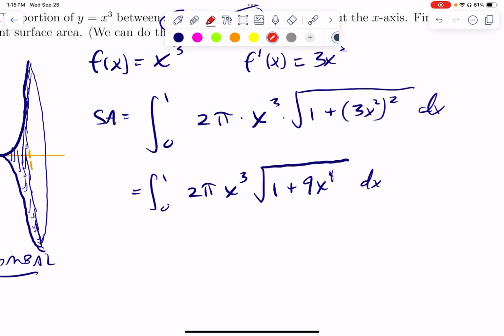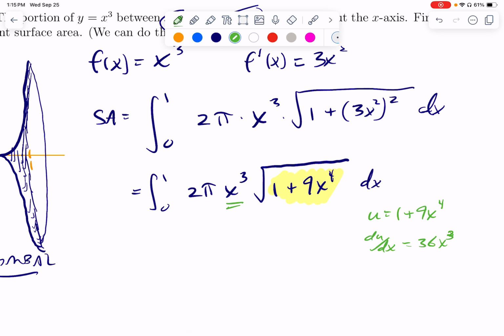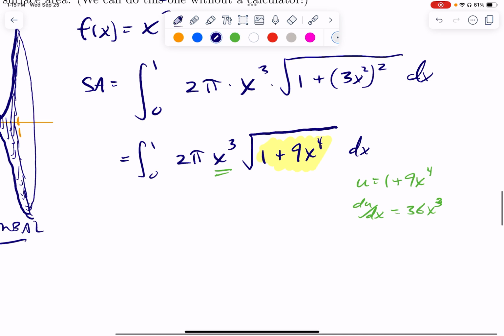This would actually work as u substitution. So we'll notice if u equals 1 plus 9x to the fourth, then du dx is 36x cubed, which would cancel with that x cubed. I'm not going to do the full u substitution. I'm going to try to do this intuitively with a little bit of guess and revise. So my antiderivative here, I have this thing to the 1/2 power.